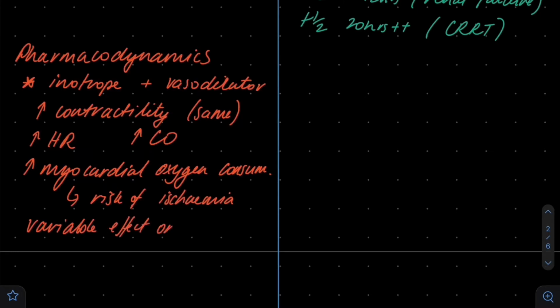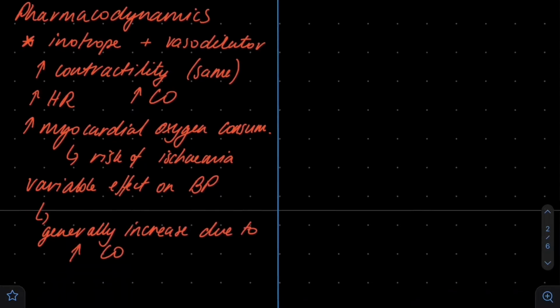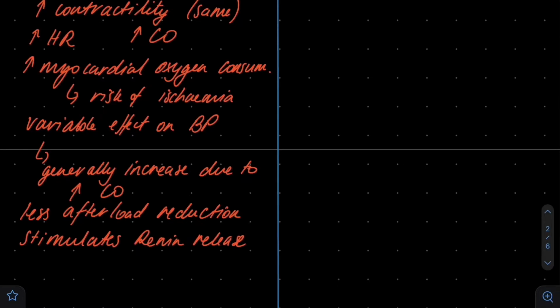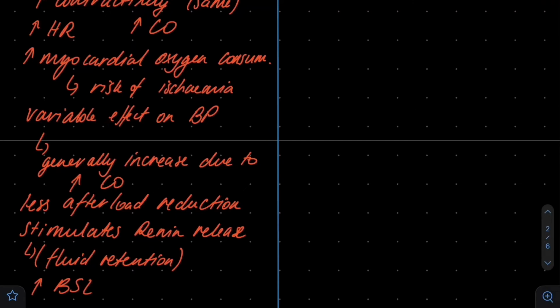It has variable effects on blood pressure and generally increases the blood pressure due to an increase in cardiac output. However, there's less afterload reduction. It also stimulates the release of renin, which can cause fluid retention and can cause a rise in blood sugar.